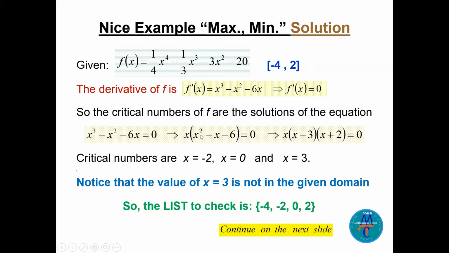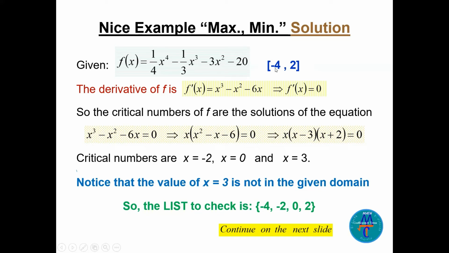Take x as a common factor. Inside we have x squared minus x minus 6, and we can easily factor this trinomial. So this is x minus 3, x plus 2. So we have 3 critical numbers: x equals minus 2, x equals 0, x equals 3. Now we notice here that the value x equal to 3 is not in the given domain. See, 3 is outside minus 4 to 2. So we can accept only minus 2 and also 0.